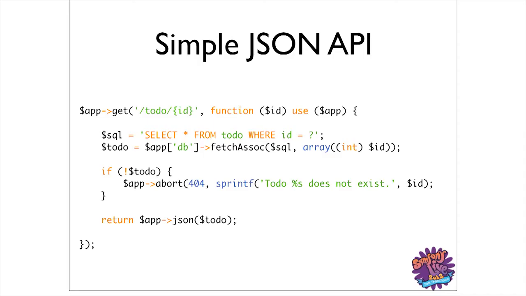Now, if we want to use this in our actual code, a simple JSON API would look like this. Whenever I do a GET to /todo/some identifier, I want to run select star from todo where ID equals whatever I've passed in. And I want to run app.db fetch associative with SQL, and then in this case, I'm just going to cast the ID to an int and pass it in. If no to-do exists, I want to abort and throw a 404 error. Otherwise, I want to return app.json. So there are some shortcut methods just for convenience. Like I could call return HTTP response JSON encode to-do. There's a shortcut for that, app json to-do. You just pass in the to-do object.